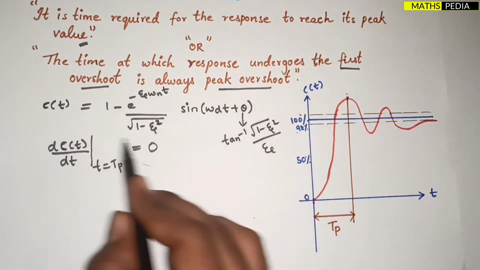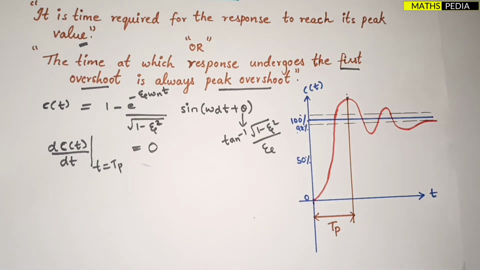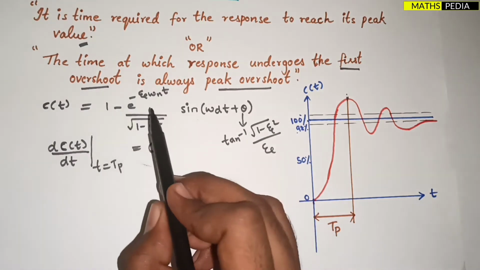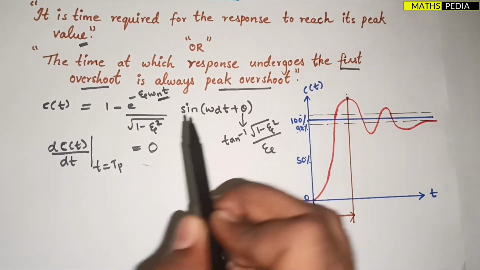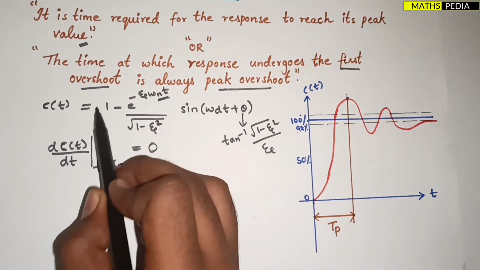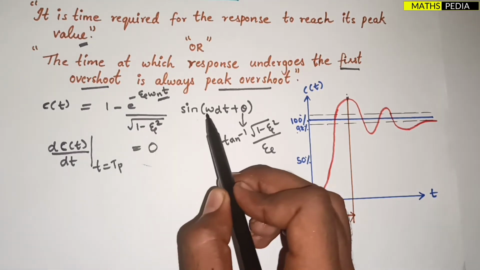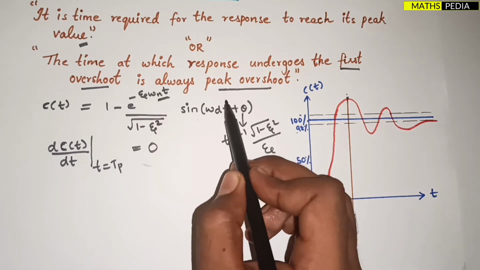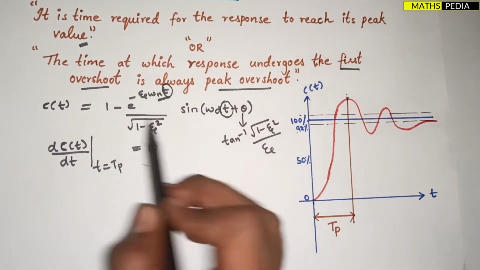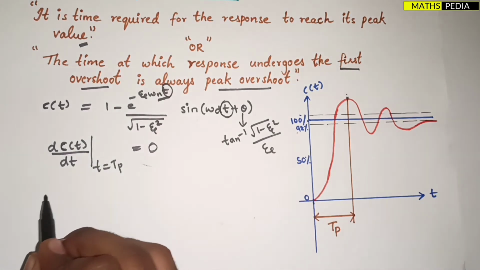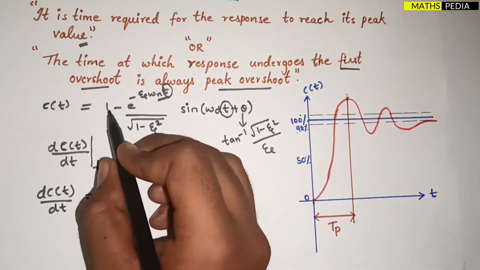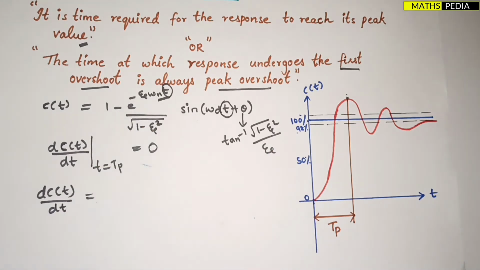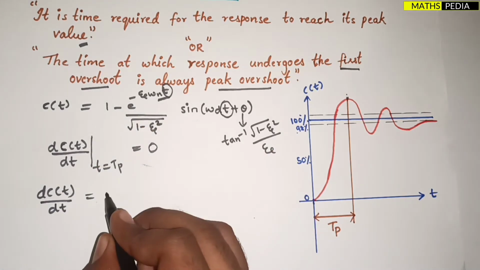When you differentiate with respect to t, what happens? Look at these terms. We have to differentiate only the terms containing t. This term contains t, this is a constant part and this is also a constant part. Here sine omega d t contains t, here also t, and the rest are constants. So we can write the differentiation of C of t with respect to t. The constant's differentiation will be 0, so no need to write it.